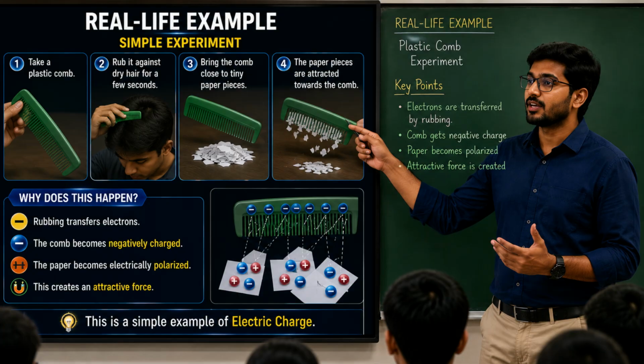Let us understand this with a simple experiment. Take a plastic comb, rub it against your dry hair for a few seconds. Now bring the comb close to thin paper pieces. You will notice that the paper pieces are attracted towards the comb. Why? Because rubbing transfers electrons. The comb becomes negatively charged. The paper becomes electrically polarized. This creates an attractive force. This is a simple example of electric charge.